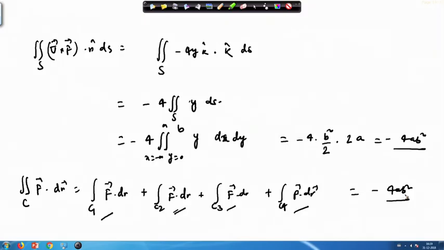So, this was one more example where you could verify the Stokes theorem. I hope these examples have cleared your doubts on Stokes theorem, and I believe we have exhausted the time.